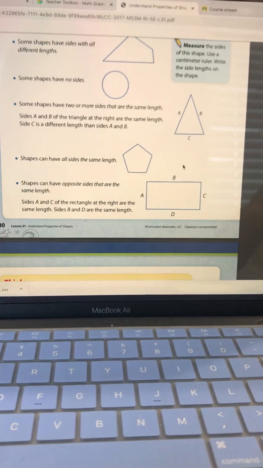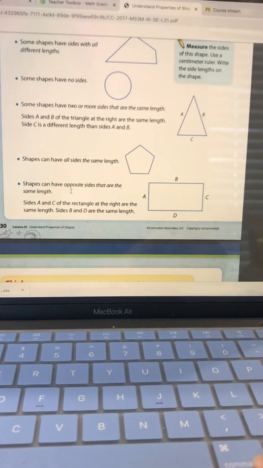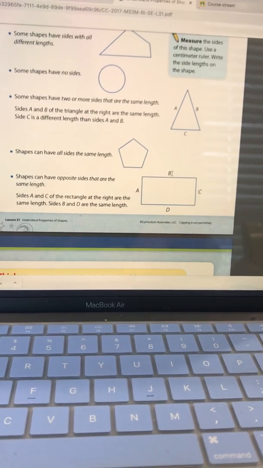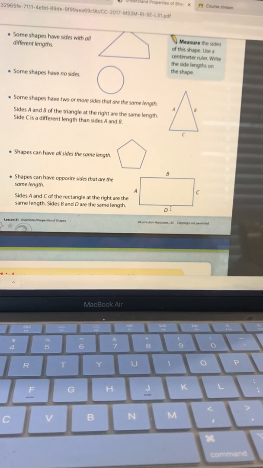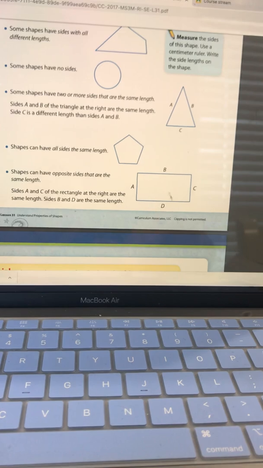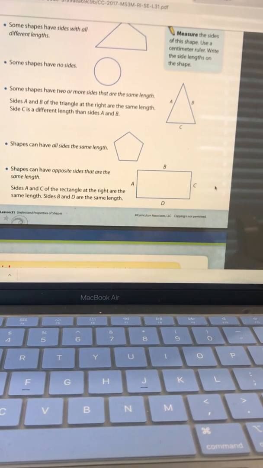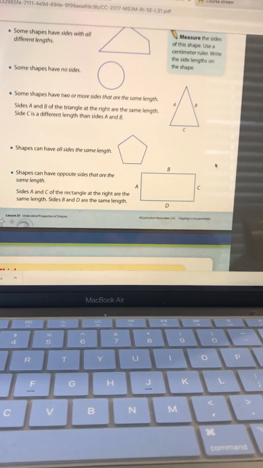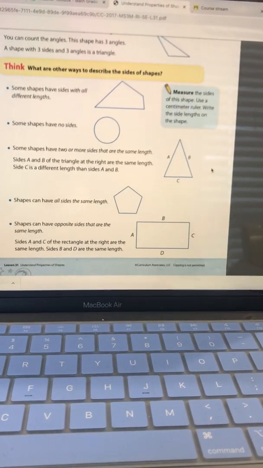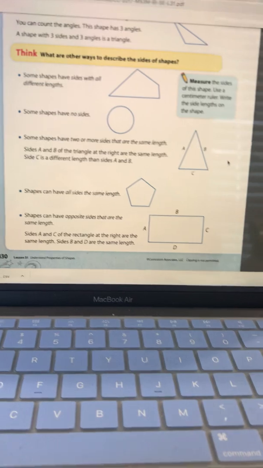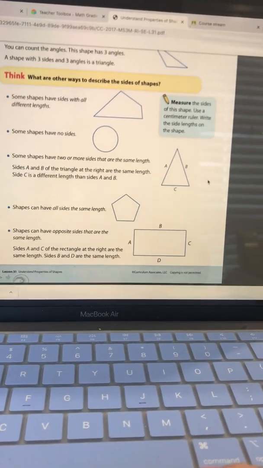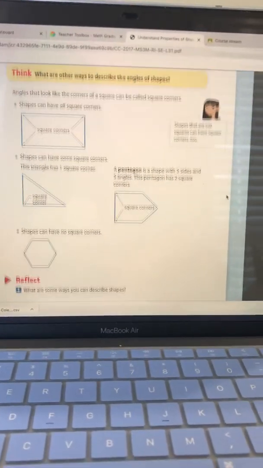That's another attribute. Shapes can have opposite sides that are the same length. Do you see that B and D are the same length? They're opposite sides. And then A and C are the same length. They're opposite sides. So these are just different attributes that you're going to be looking for when we start to name our shapes, our rules. And remember, an attribute is a rule or a property that a shape has.